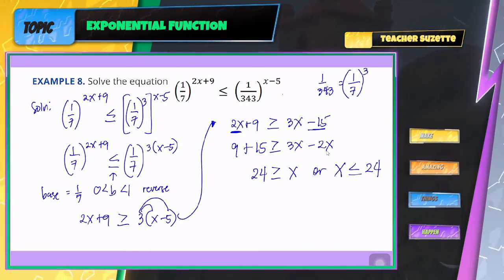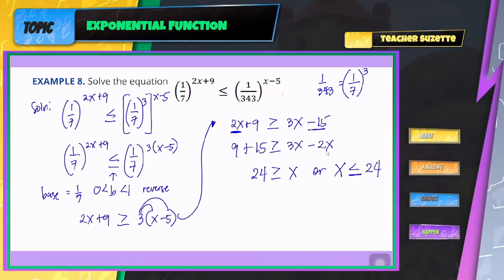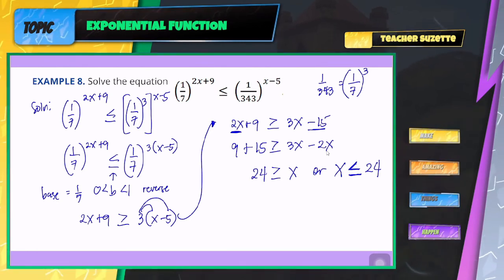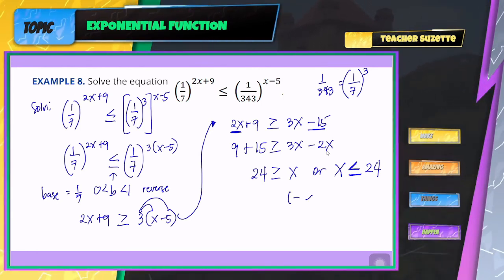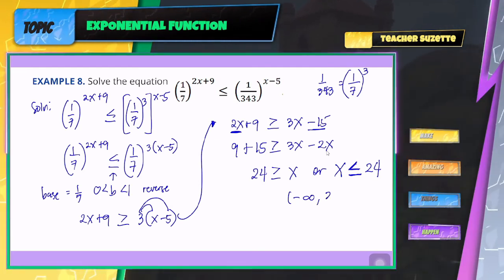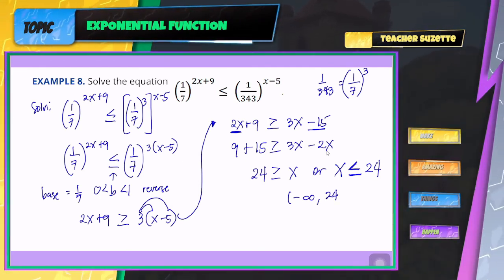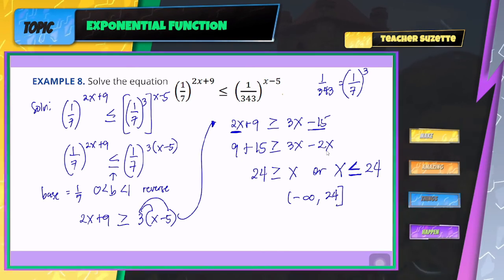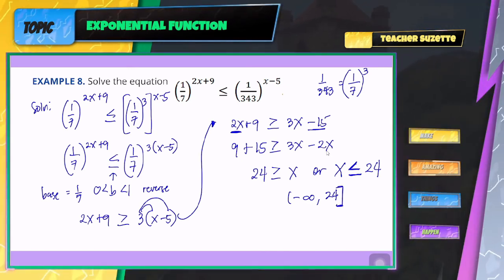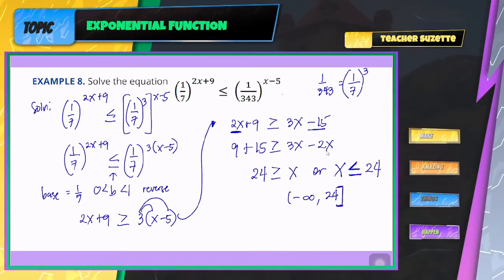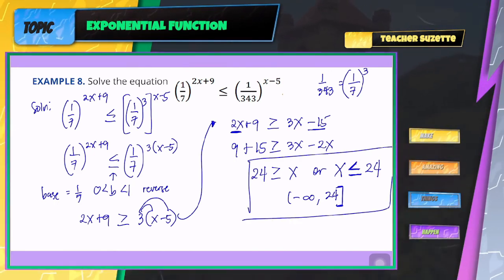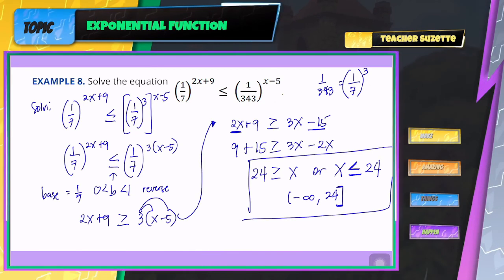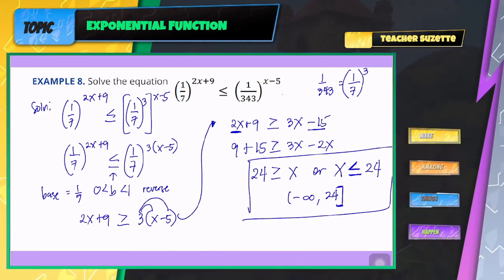In interval notation, meron tayong equal sign, less than. So, ay less than ang ating x. So, that is going to negative infinity. Then, 24. Kasama ang 24. So, ganyan ang magiging symbol natin for our interval notation. So, that concludes our discussion under solving exponential inequalities.